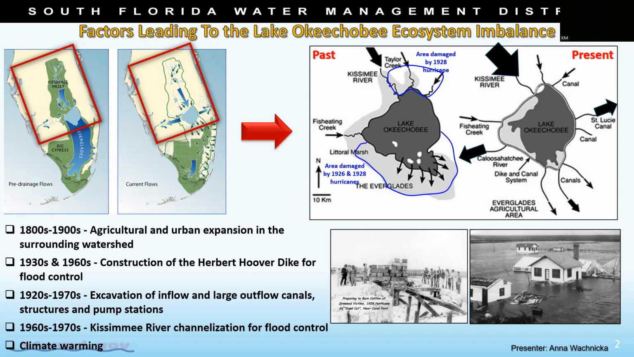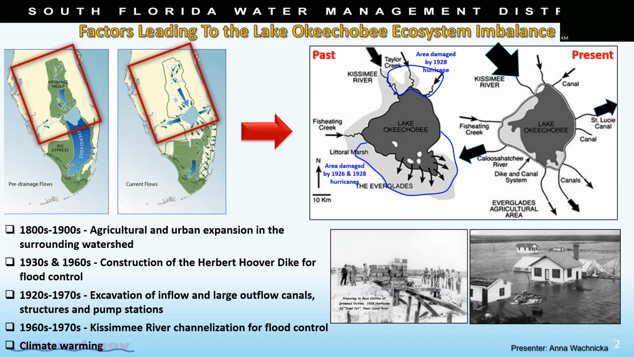There's still flow via the C38 canal into Lake Okeechobee and also other creeks that were converted into canals, and the flow comes from those canals into the lake as well. But most of the outflow is now into the Caloosahatchee and St. Lucie estuaries, and very little water is coming into the Everglades. So the whole system was completely altered over the last 200 years.